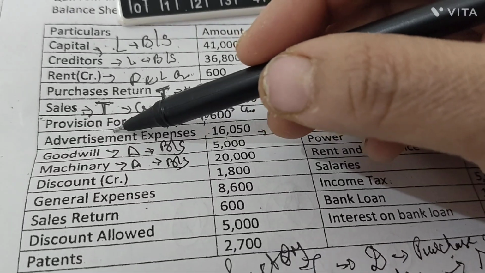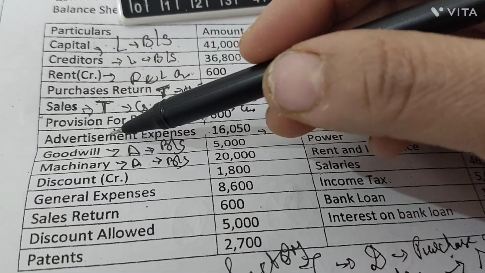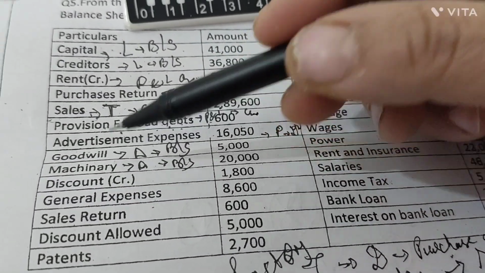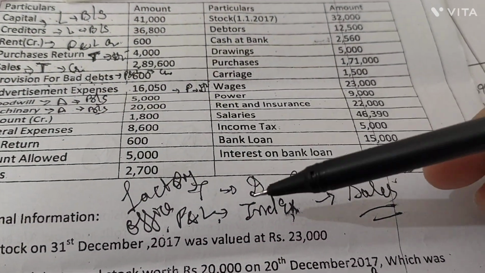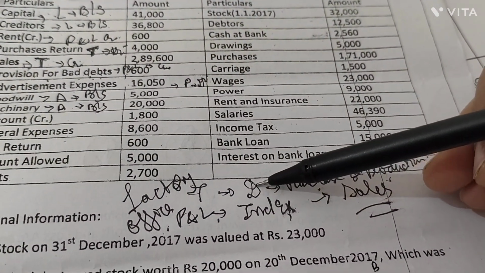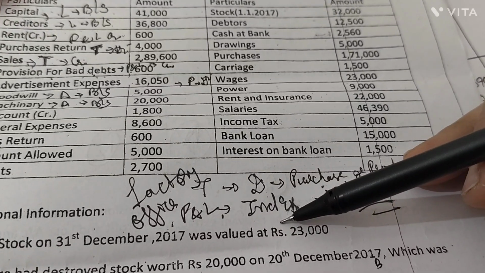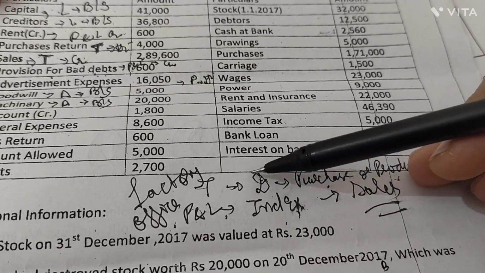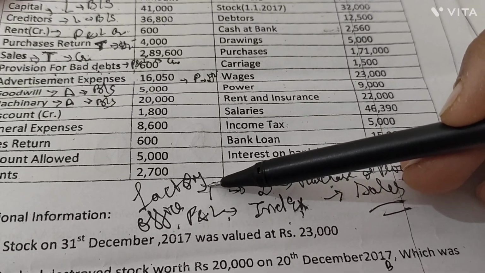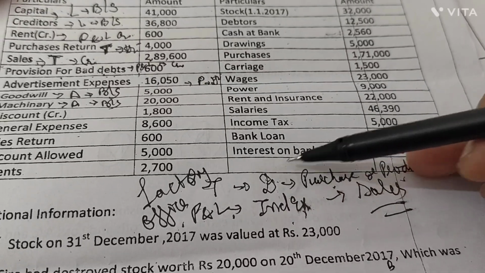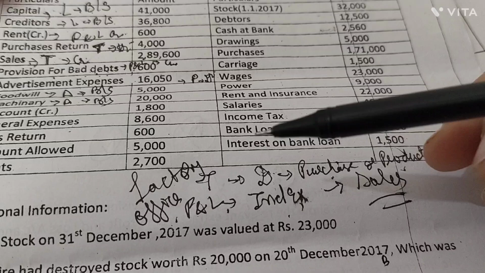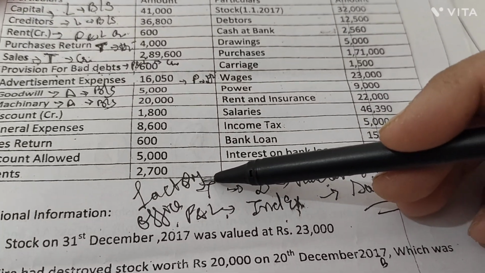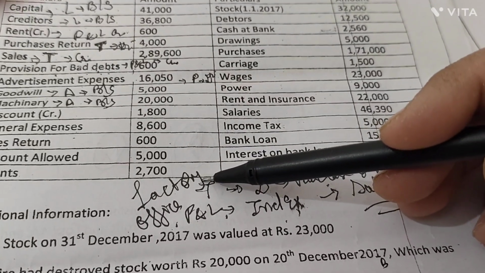Then advertisement expenses. First of all, moving onwards towards these types of expenses, let's talk about the types of expenses. There are some direct expenses given in the question, and there are some indirect expenses. Direct expenses are taken to the trading account. How to identify they are direct? If they are on purchase, they are on production, or if they are related to the factory, that would be termed as your direct expenses.